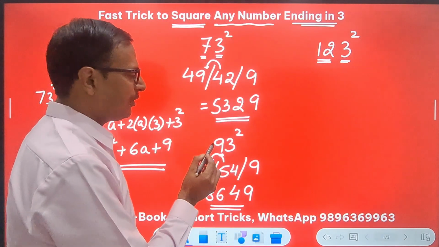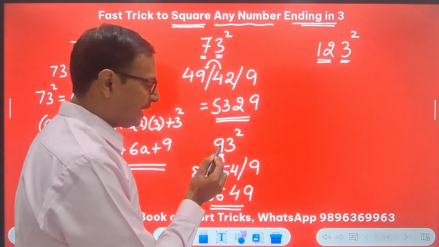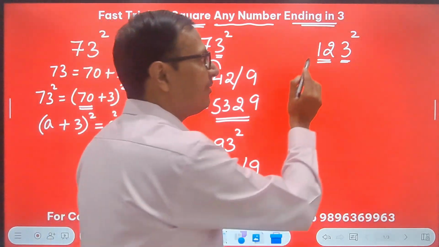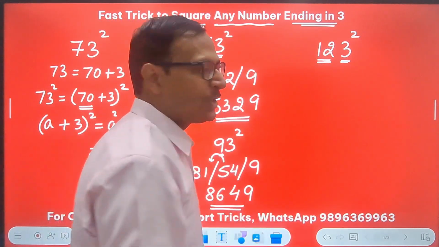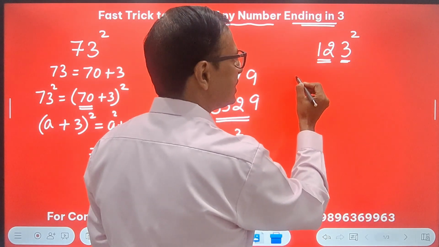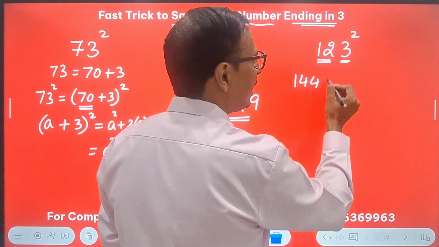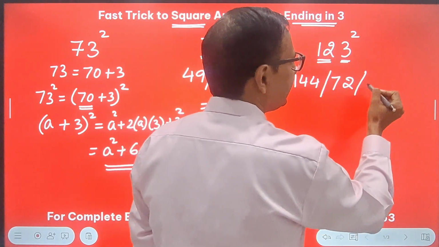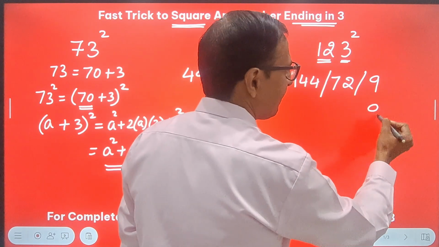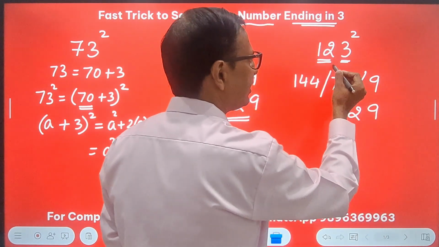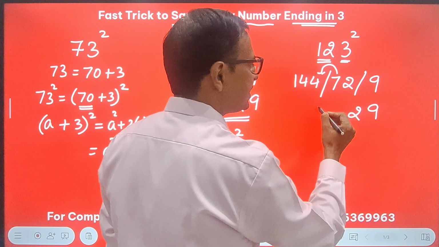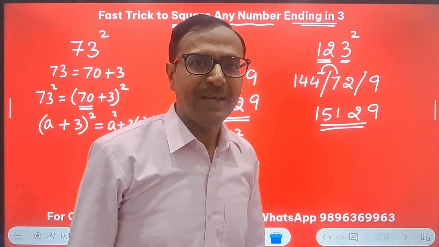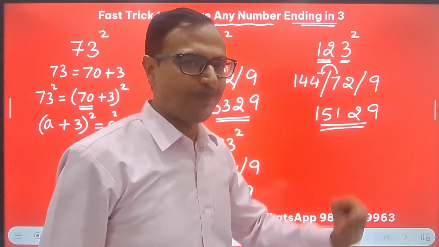So in place of a single digit being called a equal to 9 here, a equal to 7 here, I will say a equal to 12. So I'll have to do a square, which is 12 square, 144. And then 6 times a, 12 times 6 is 72. And finally the 9. So the 9, 72 means 2, the 7 carried, 144 plus 7 is 151, and here you have the answer: 15129 is the square of 123.